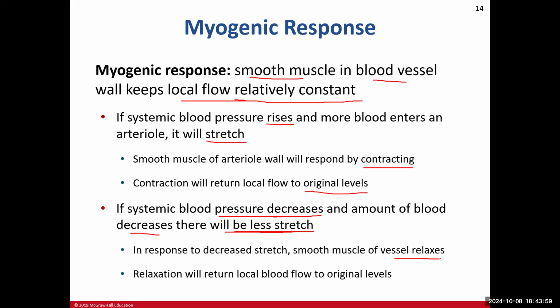So it's almost like a negative feedback response. But again, with the myogenic response, I can't stress it enough, there are a couple of things you want to know. It involves the smooth muscles of the blood vessel walls, and its goal is to maintain consistency. We want to keep that local blood flow to those tissues at a consistent rate and amount, I should say.